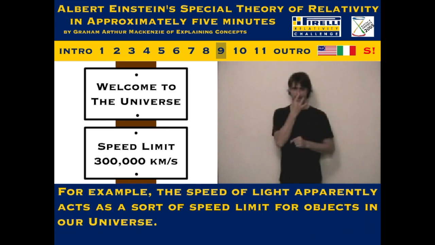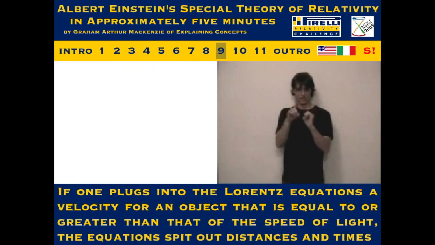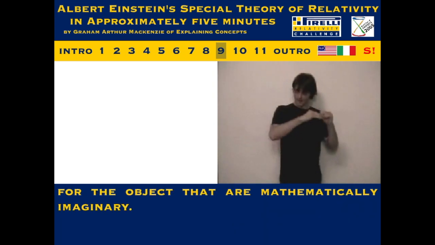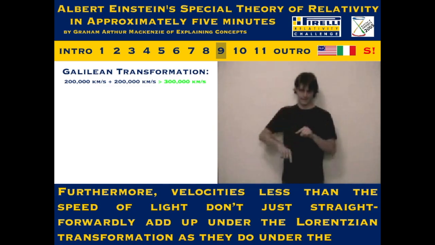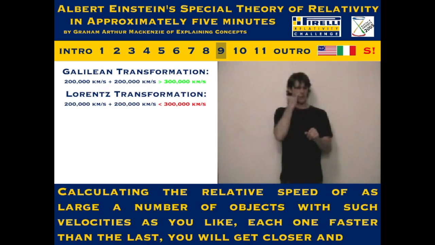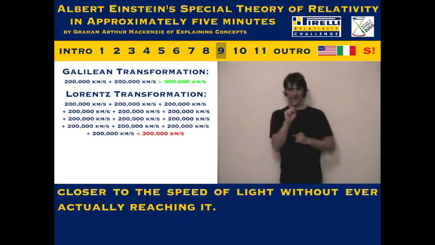For example, the speed of light apparently acts as a sort of speed limit for objects in our universe. If one plugs into the Lorentz equations a velocity for an object that is equal to or greater than that of the speed of light, the equations spit out distances and times for the object that are mathematically imaginary. Furthermore, velocities less than the speed of light don't just straightforwardly add up under the Lorentzian transformation as they do under the Galilean. Calculating the relative speed of as large a number of objects with such velocities as you like, each one faster than the last, you will get closer and closer to the speed of light without ever actually reaching it.